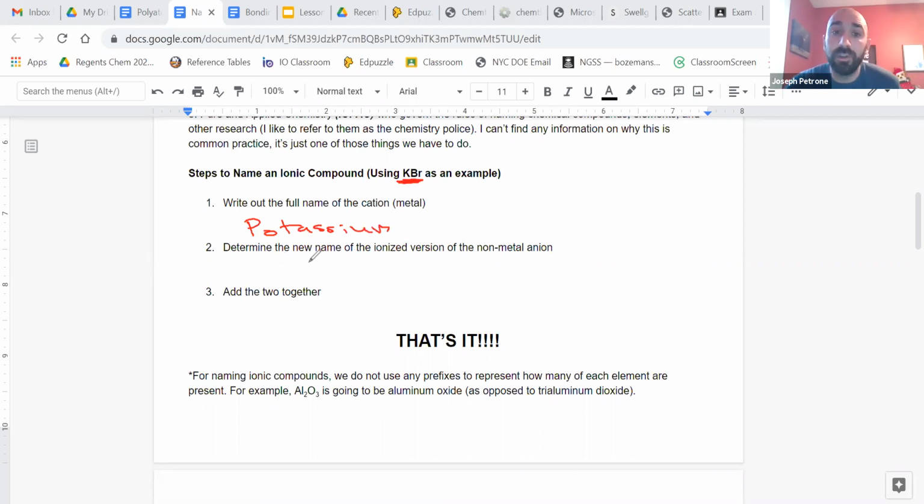Second step, determine the new name of the ionized version of the nonmetal anion. So we have bromine. Bromine is the name of the element, and as we said, we're going to drop the ending. So it's no longer bromine, and turn it into bromide. So the ending just changes to IDE. And then all we do, add them together.